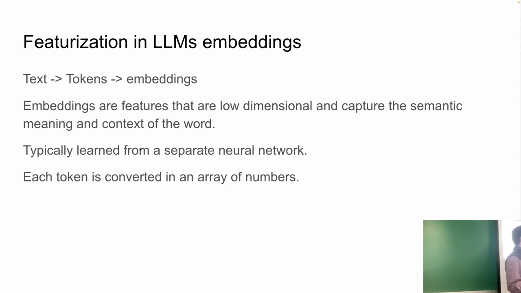These embeddings are not just random numbers. They are learned from specialized neural networks, and they capture the meaning of the word and the context of the word also. For example, words like cat and dog will have very similar embeddings, but cat and aeroplane will have different embeddings, because cat and dog are both pet animals. So they contain information about the words and the tokens.